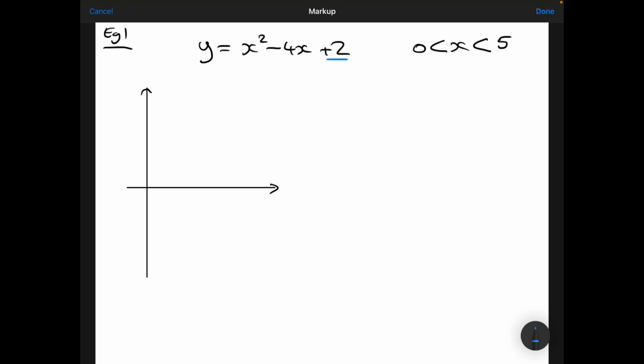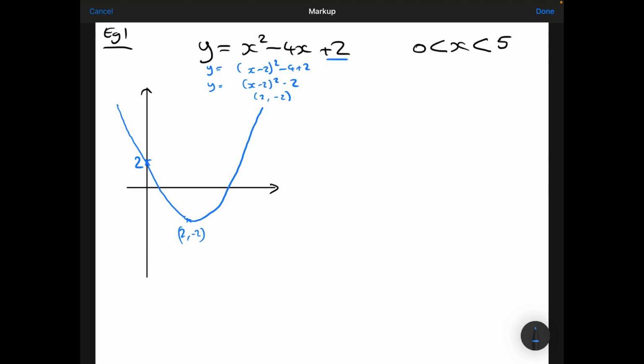I know it's going to intercept the y-axis at 2. So let me put that here. I'd like to know the turning point of this, so I'm just going to complete the square quickly on this, so I can find the turning point, which is going to be at 2, minus 2, which is roughly here. I'm now going to sketch my quadratic in. That will look something like that.